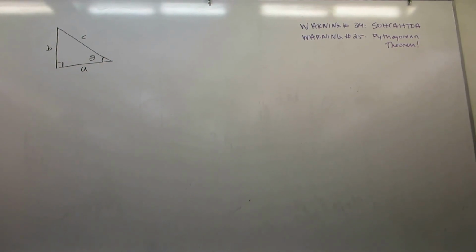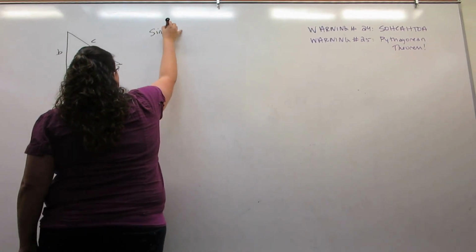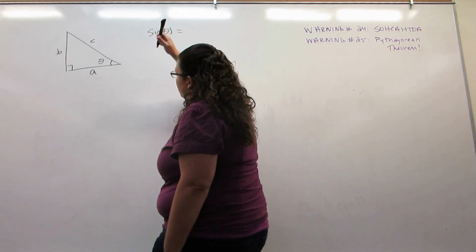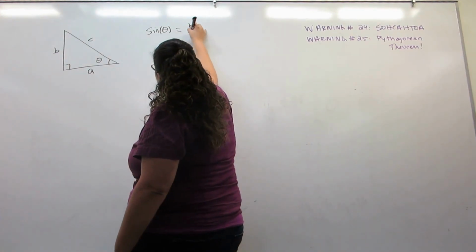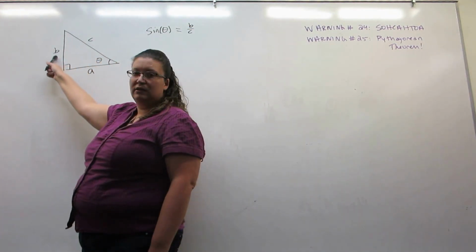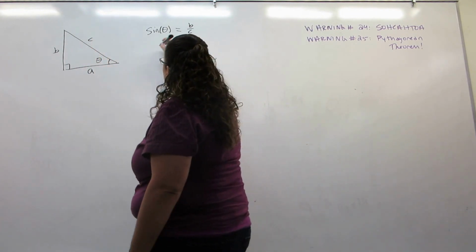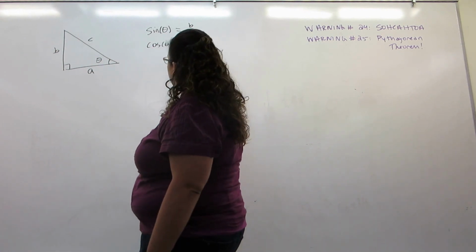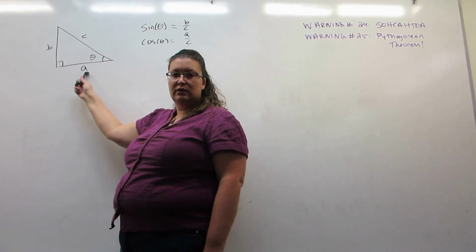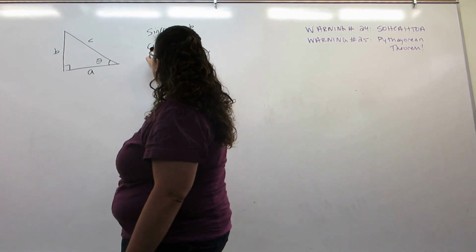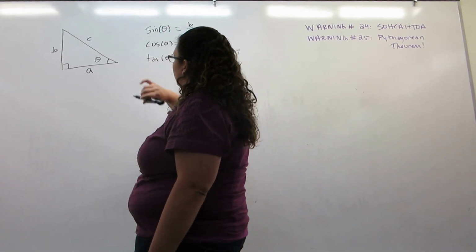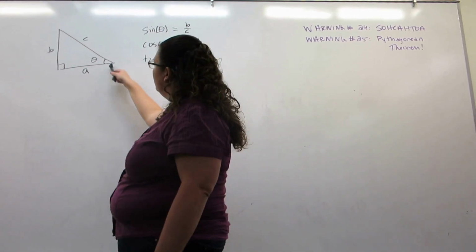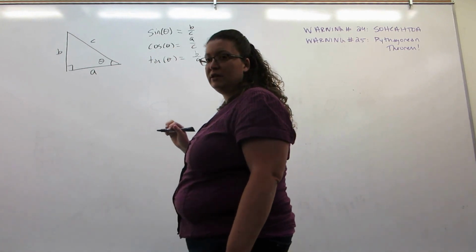Okay. Now, there are 6 trigonometric functions. Sine of theta is defined to be b over c, the side opposite divided by the hypotenuse. Cosine of theta is defined to be a over c, the side adjacent to the angle divided by the hypotenuse. Tangent of theta is defined to be b over a, the side opposite divided by the side adjacent.